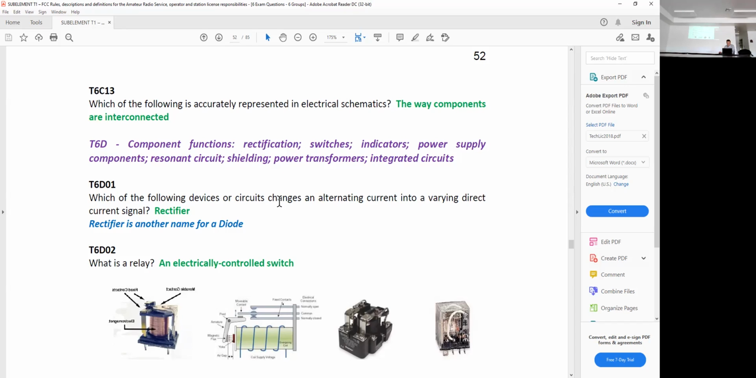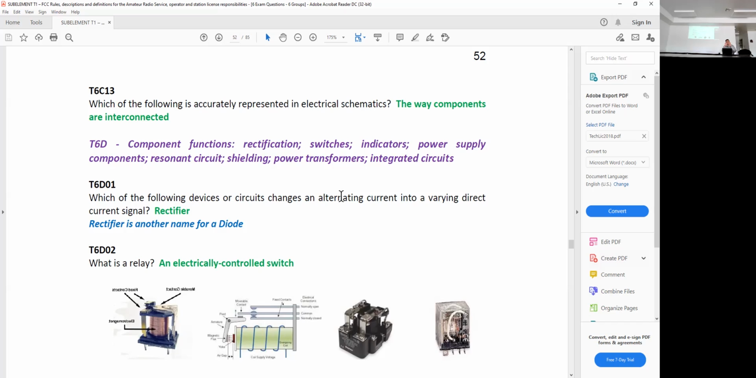Which of the following devices or circuits changes an alternating current into a varying direct current signal? Rectifier. It's another name for a diode. Usually rectifiers, the most common configuration that you'll see them in is what's called a bridge rectifier. And all it is, it's a diamond of 4 diodes.